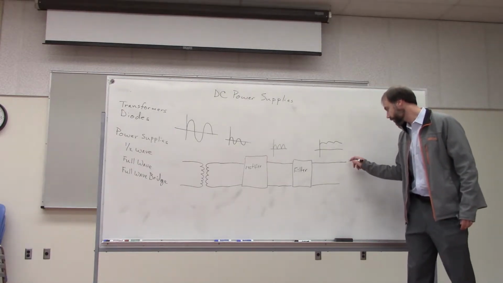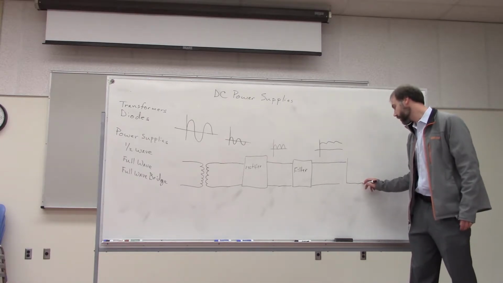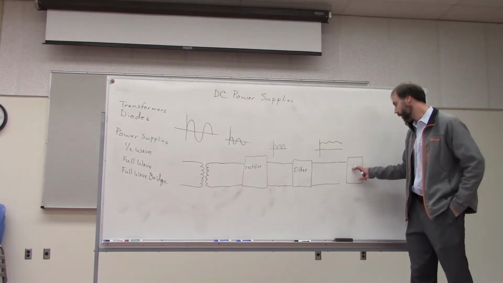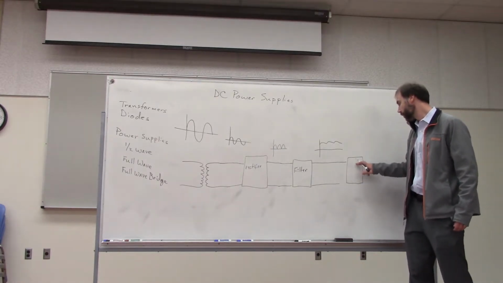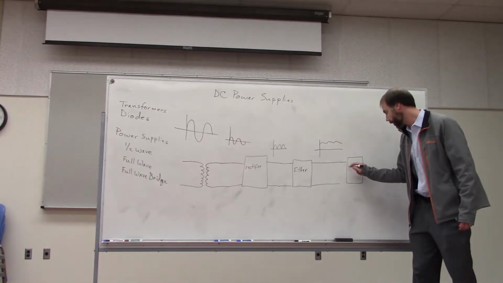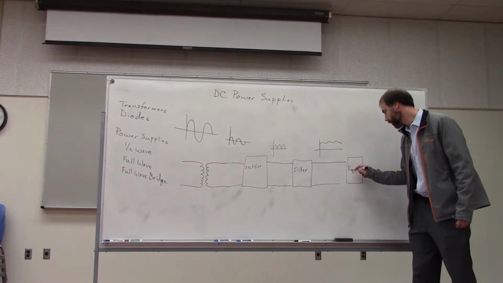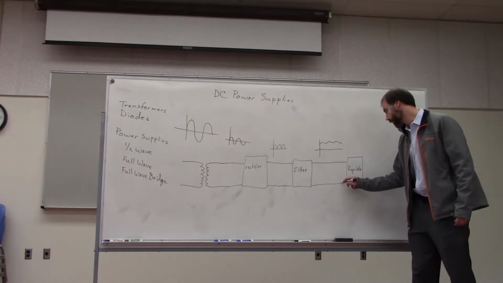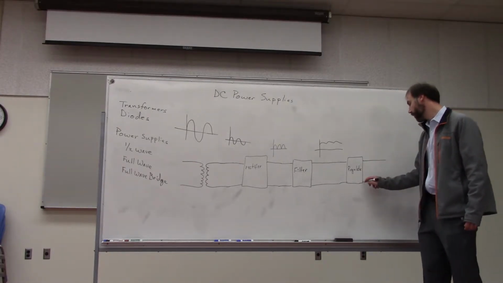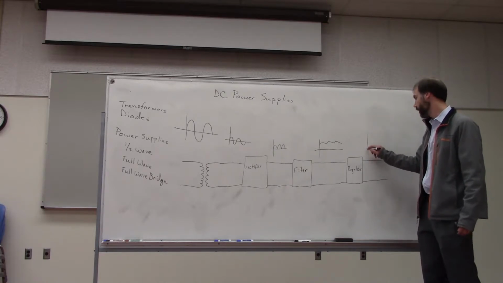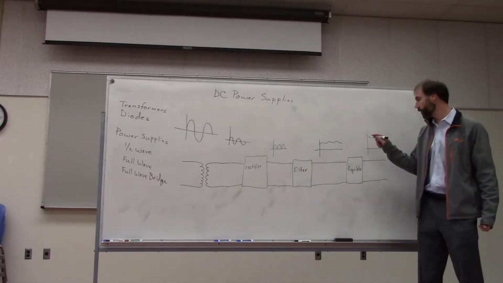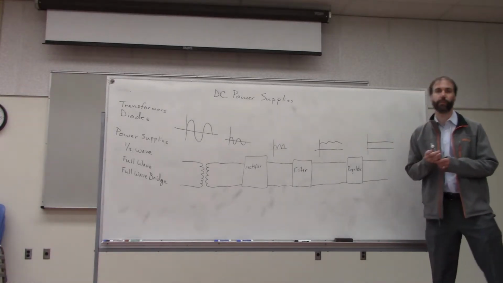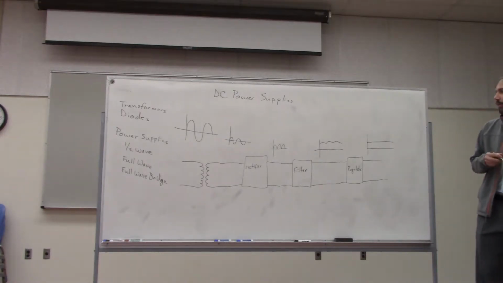So then the last stage in a power supply is something called a regulator. The regulator is a component that does sort of the final polishing off. It takes this wavy signal and gets rid of those little wiggles so that you end up with a nice, perfectly smooth DC signal that you're looking for. So that's how the power supply works.